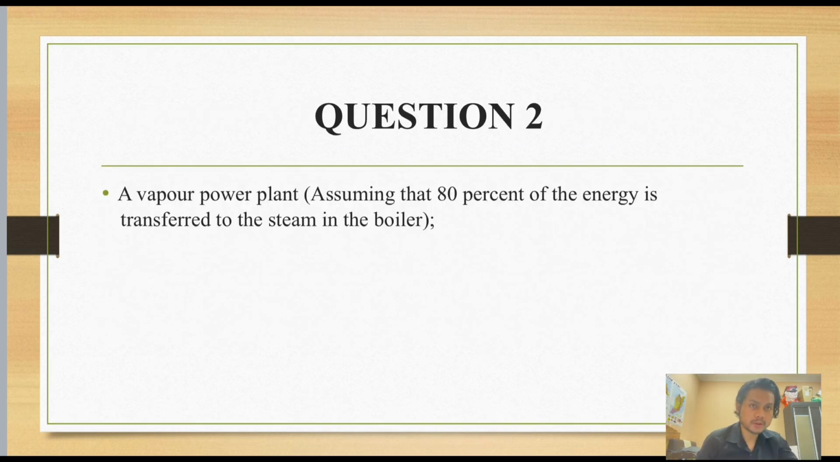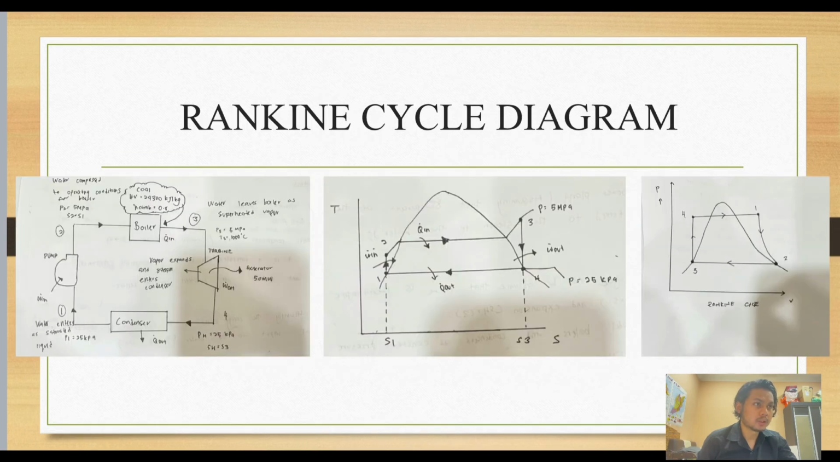Alright, so question 2 is about a vapor power plant, assuming that 80% of the energy is transferred to steam in the boiler. So easily I can tell that for question 2 we can use the Rankine cycle. Before we start the Rankine cycle, we must assume that there is isentropic compression, S2 equal to S1, and expansion, S4 equal to S3. And the boiler and condenser are constant pressure devices. And lastly, for P3 and P2, I assume 5 megapascal, and for P4 and P1 I use 25 kilopascal.